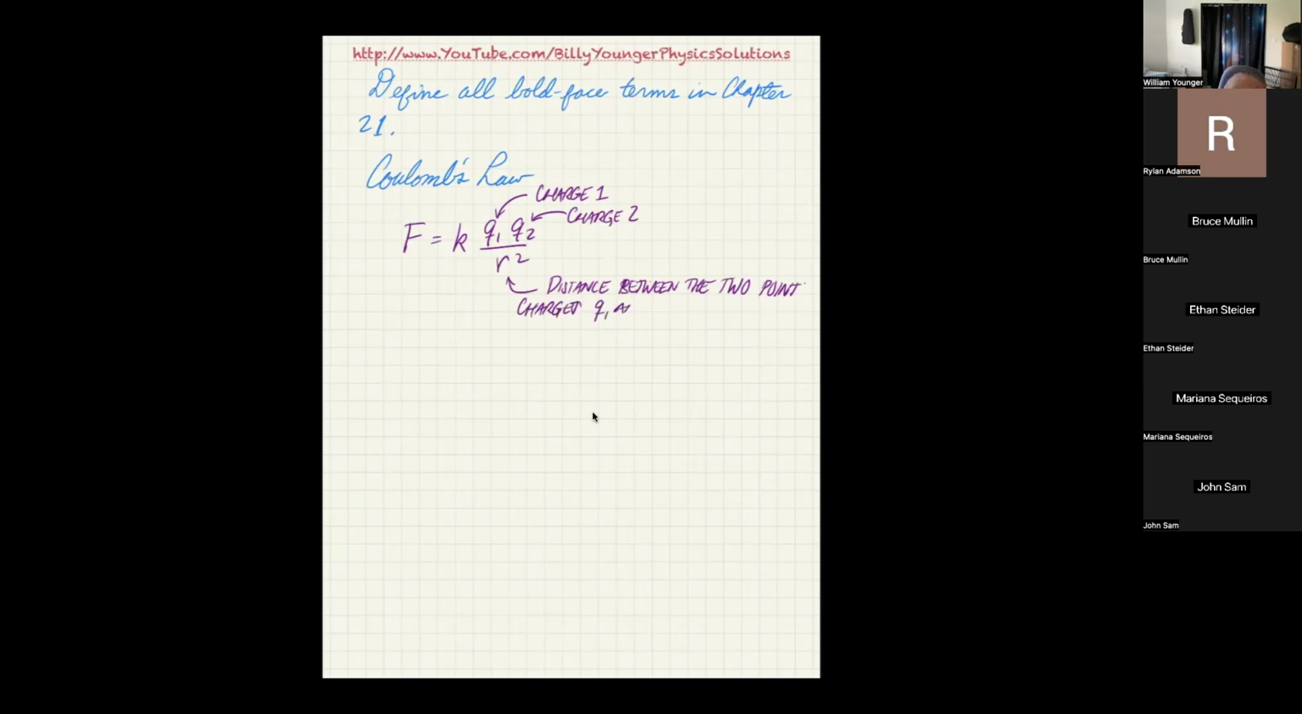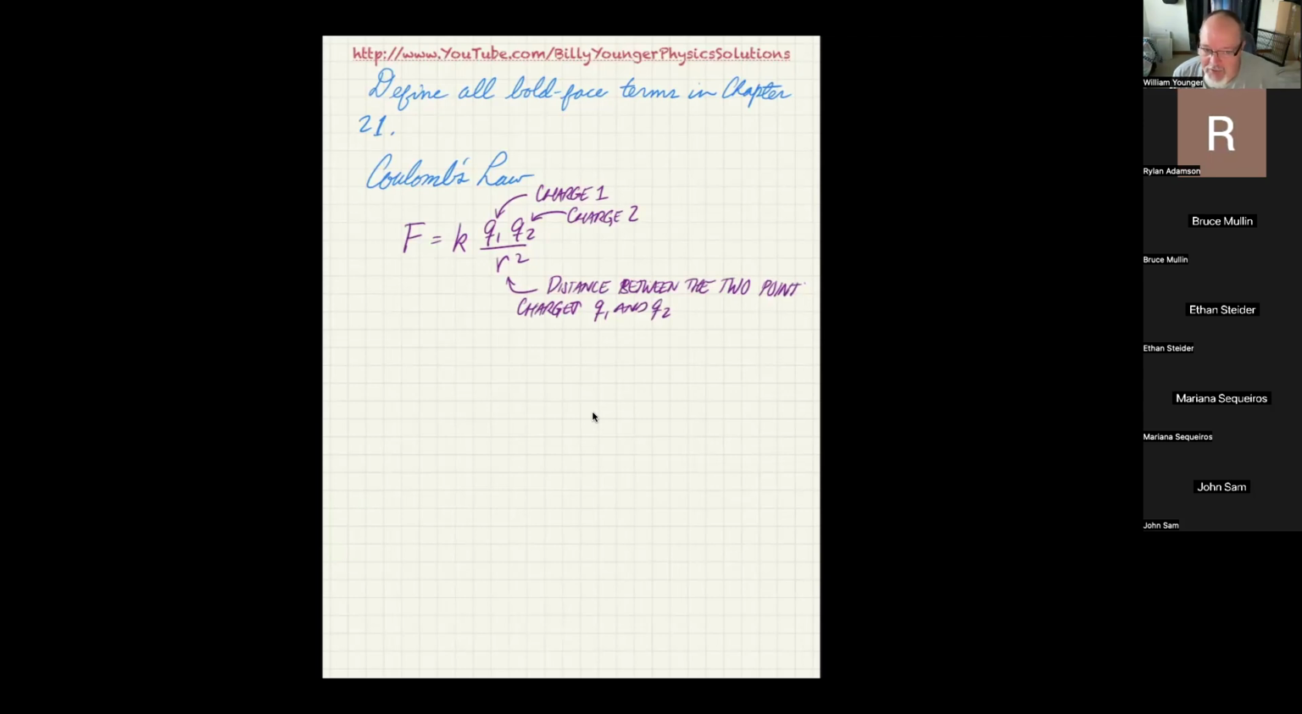Q1 and Q2. So R is supposed to be the distance between them. By calling them point charges, I didn't have to specify, well, you've actually got to find the center of charge for Q1 and the center of charge for Q2, and then find the distance between them, and that's going to be in there. But by calling it point charge, I didn't have to do that.